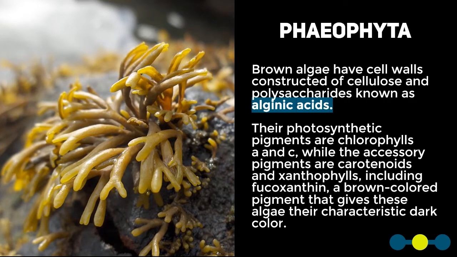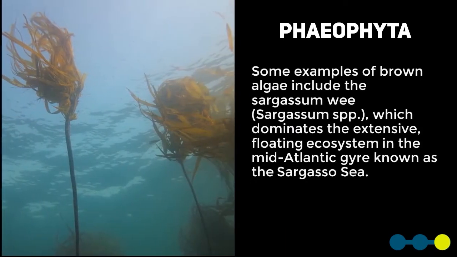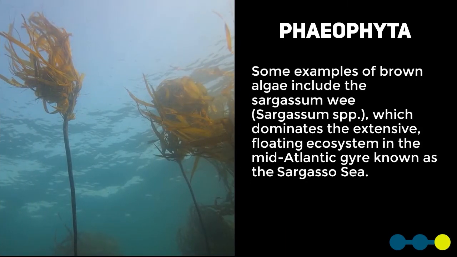Their photosynthetic pigments are chlorophylls A and C, while the accessory pigments are carotenoids and xanthophylls, including fucoxanthin, a brown-colored pigment that gives these algae their characteristic dark color. Some examples of brown algae include the Sargassum weed, Sargassum spp., which dominates the extensive, floating ecosystem in the mid-Atlantic gyre known as the Sargasso Sea.